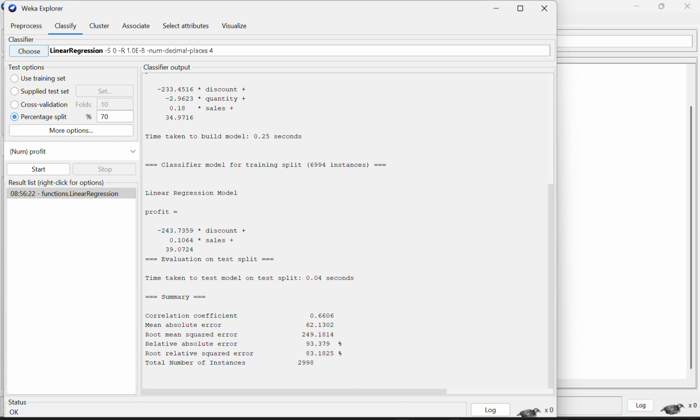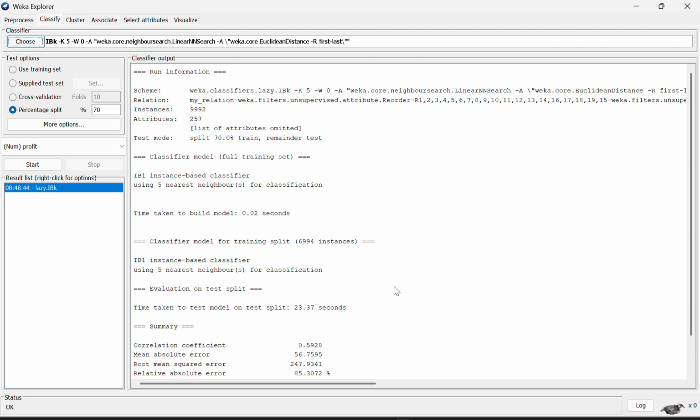And the second model is the KNN model. In this KNN model, we have to predict the profit value from the five nearest neighbors using Euclidean distance. This approach is powerful in retail business because it can adapt to different customer segments, regions, and product types.